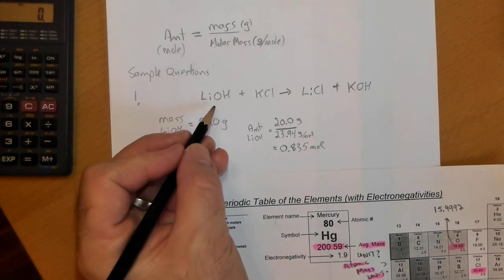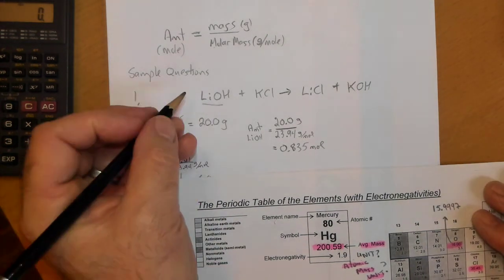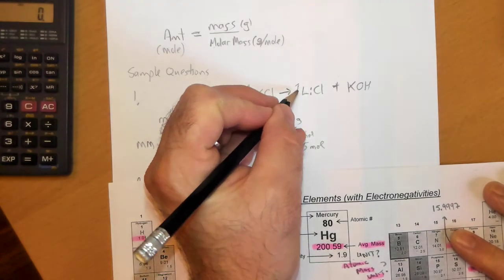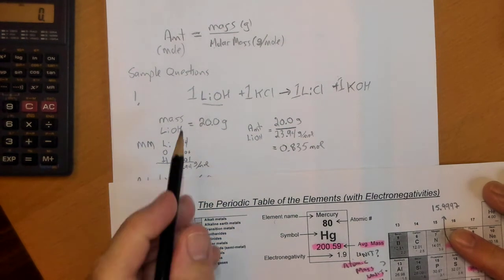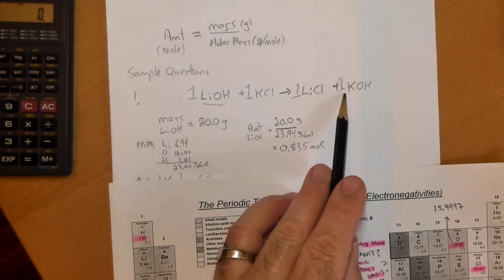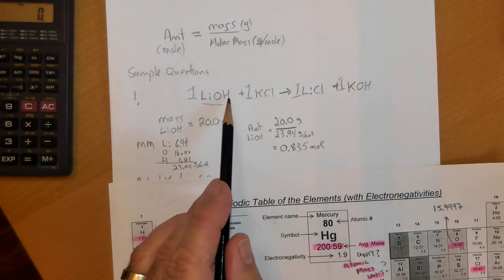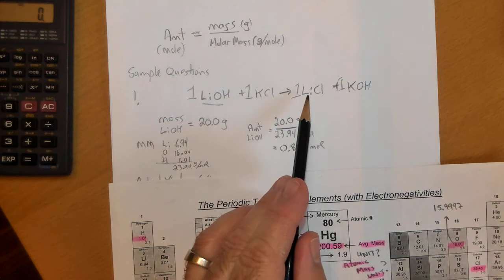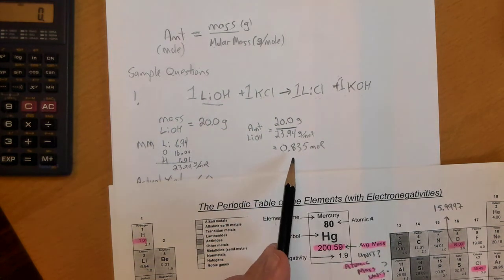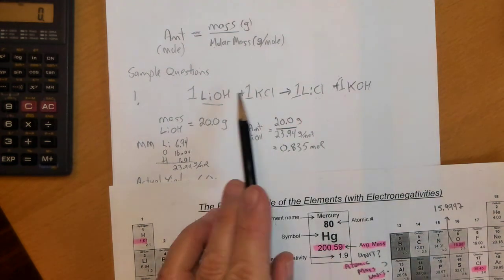So that's the first part. Now we know how much lithium hydroxide we had in moles. The next part, we have to refer to the equation. In this equation, it's a simple one. I'll put ones in. There's no numbers except one. Everything's a one. So one lithium hydroxide reacts with one potassium chloride to make one lithium chloride and one potassium hydroxide. But you could equally well say 1 mole of lithium hydroxide reacts with 1 mole of potassium chloride to make 1 mole of lithium chloride and 1 mole of potassium hydroxide. And that would mean then 0.835 moles of lithium hydroxide would produce the exact same amount of lithium chloride.